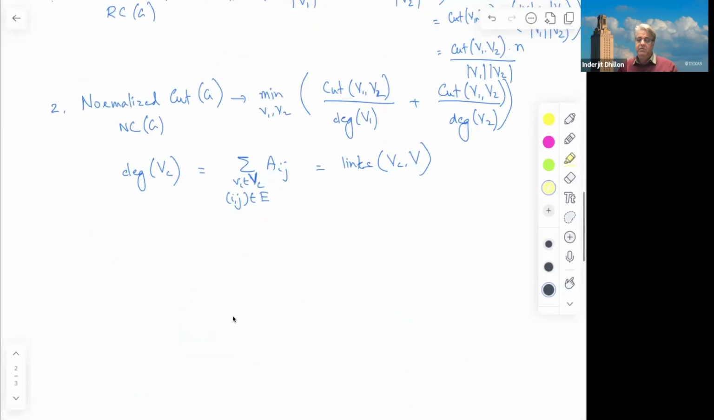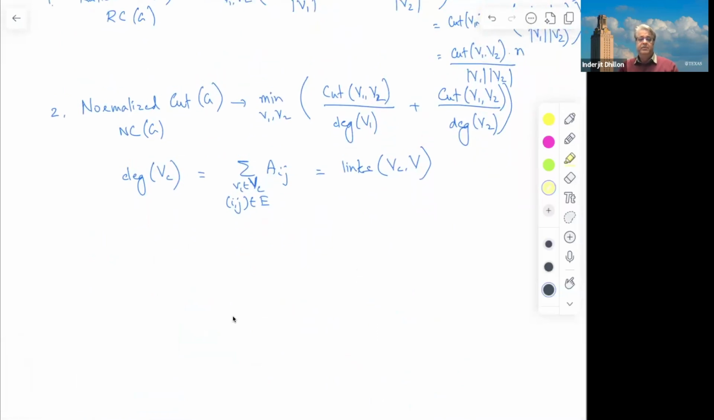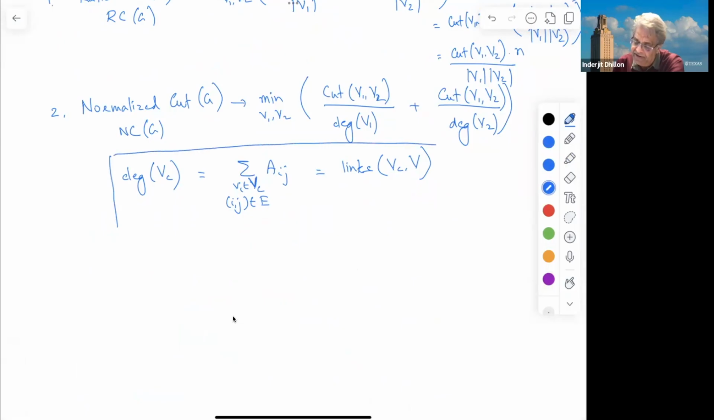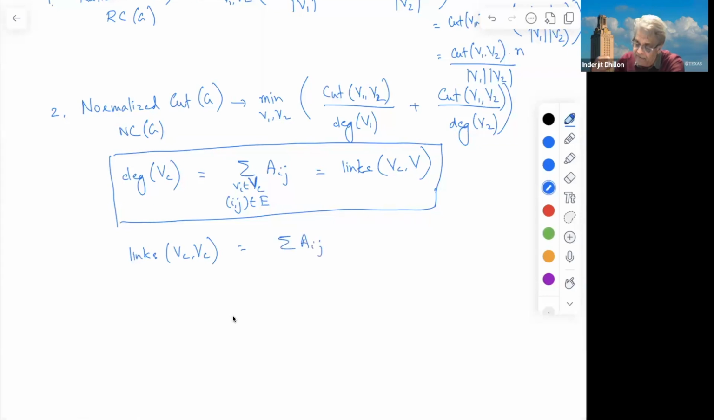Any other questions? Okay, so let me define a few things. We defined degree, which is links(V_c, V). I can also define links within the cluster V_c, so I say links(V_c, V_c). These are all the edges which are within the cluster V_c, so v_i, v_j belongs to V_c, and of course (i, j) belongs to E, etc.